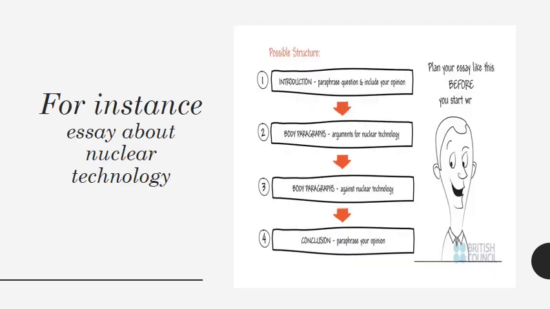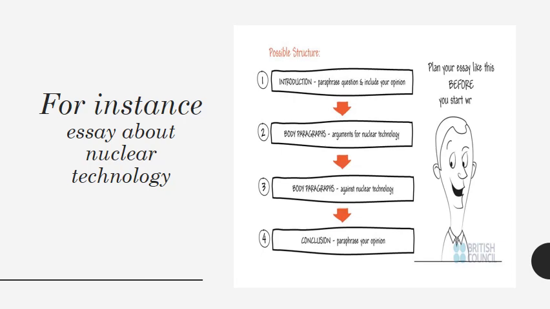Let's see. Yes, that's what we call a concept map. For instance, an essay about nuclear technology. How can we use coherence here? What's the idea of coherence in this essay, nuclear technology? The outline should be like that.